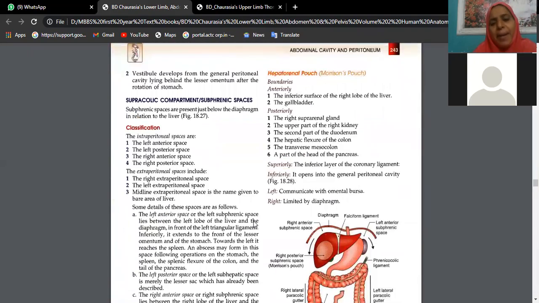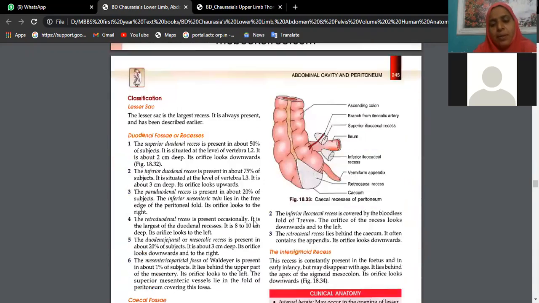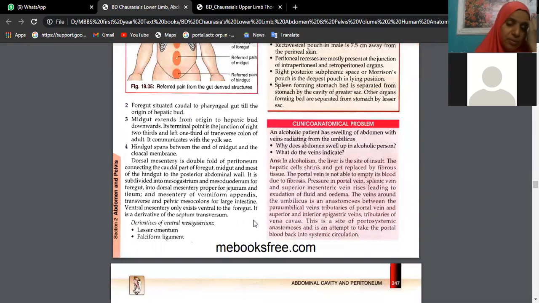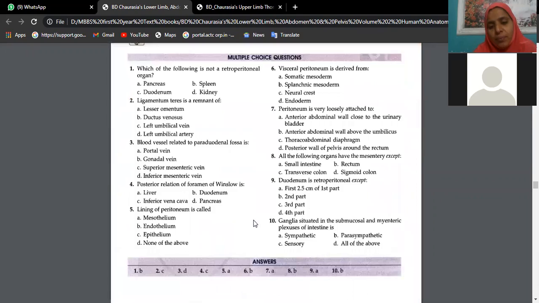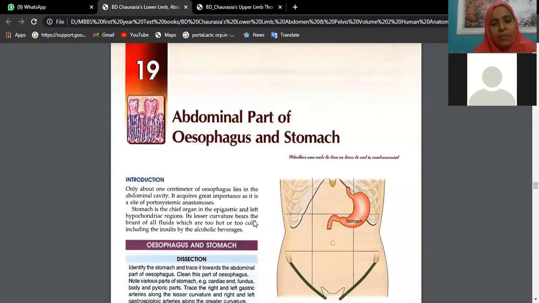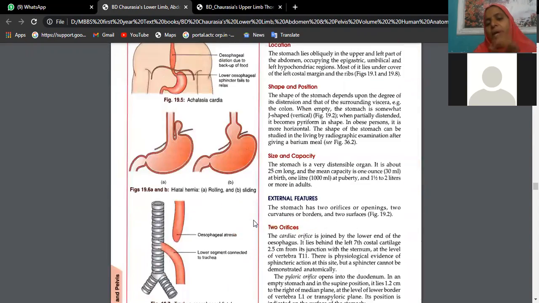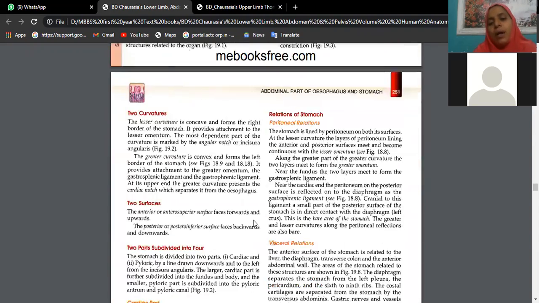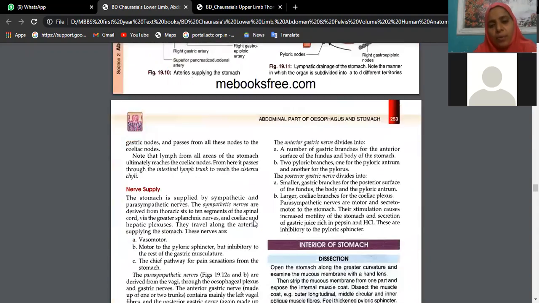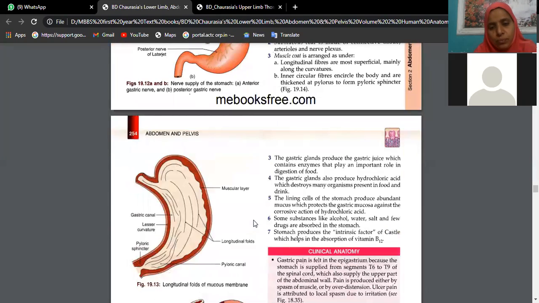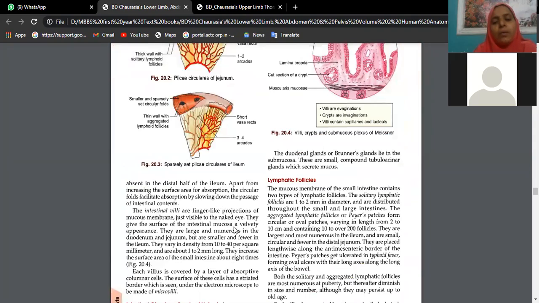Right and left hepatic ducts join to form the common hepatic duct. The cystic duct will lead to the gallbladder. That means when you start from the gallbladder, you will have the cystic duct. The common bile duct is formed by the union of the common hepatic duct with the cystic duct. Okay.